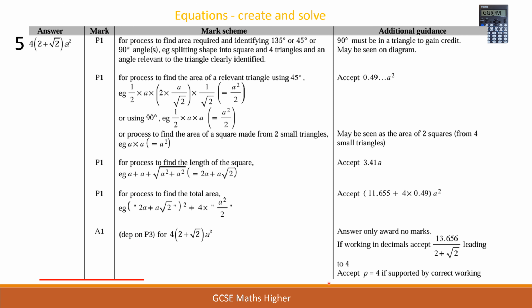Fantastic, so here is the answer, so you can have a look through to check that you understood how to get the answer of 4 bracket 2 plus root 2 all times by A squared. Well done if you got it correct.